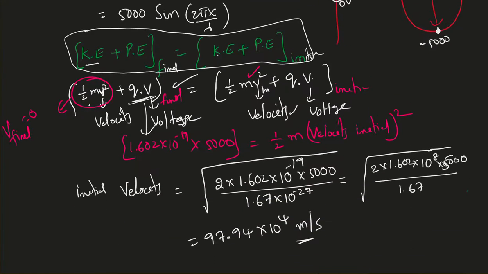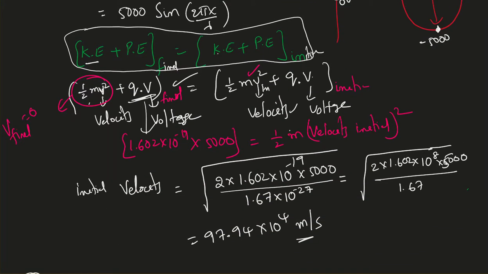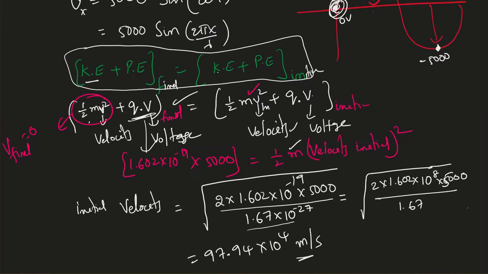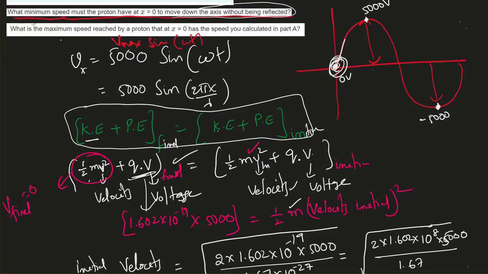So once we substitute the values, you need to know the mass of the proton, which is 1.67 times 10 to the power of minus 27, and the charge of the proton, 1.602 times 10 to the power of minus 19 coulombs. So once we substitute the values, we end up with initial velocity as 97.94 times 10 to the power of 4 meters per second.